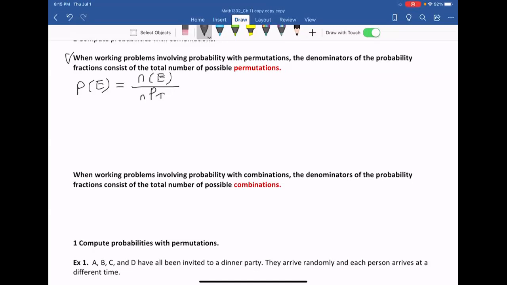Let's review the definition of nPr. That means from n items, I choose r items from n, and I need to order the r in different ways. So the order matters. The formula of nPr equals n factorial divided by (n minus r) factorial.